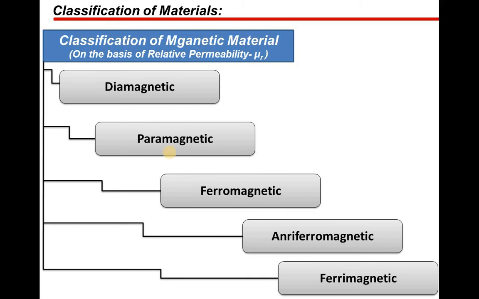Along with these three types, there are two more: antiferromagnetic and ferrimagnetic. So diamagnetic, paramagnetic, ferromagnetic, antiferromagnetic and ferrimagnetic are the types of magnetic materials on the basis of relative permeability.